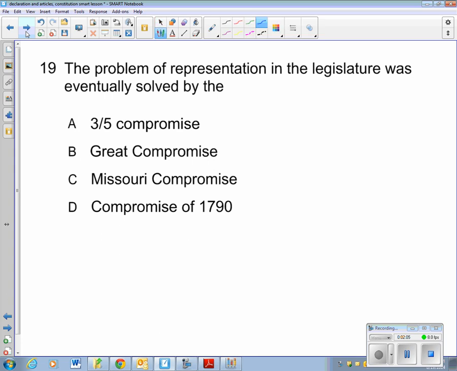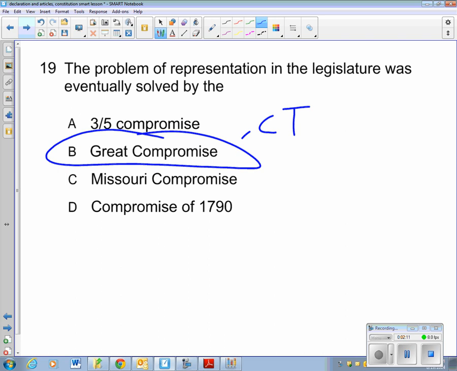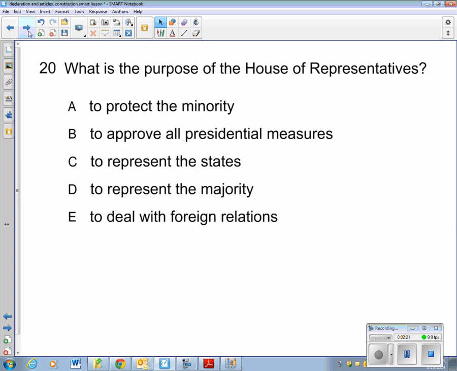Hopefully you remember this from U.S. history. Go ahead and pause your videos. The correct answer is the Great Compromise, also known as the Connecticut Compromise, because it was proposed by Mr. Roger Sherman of Connecticut to resolve the differences. Now, in this Great Compromise, there was going to be a House and a Senate. So we want to ask you, what is the primary purpose of the House of Representatives?